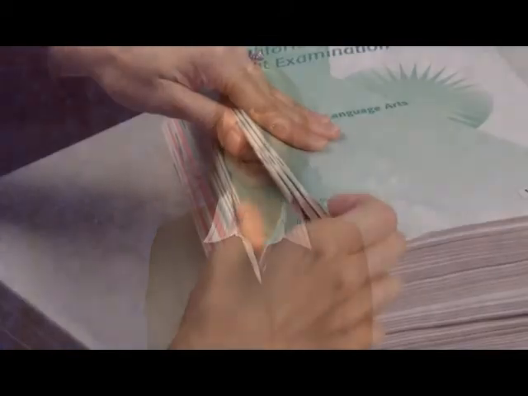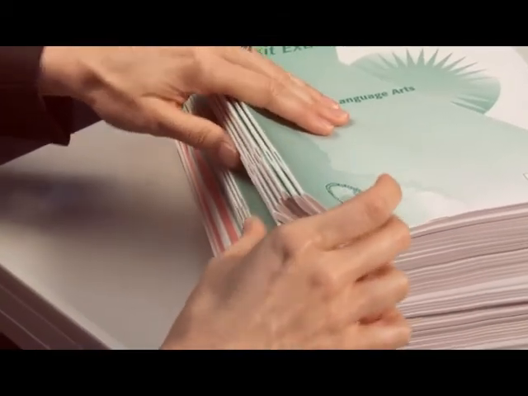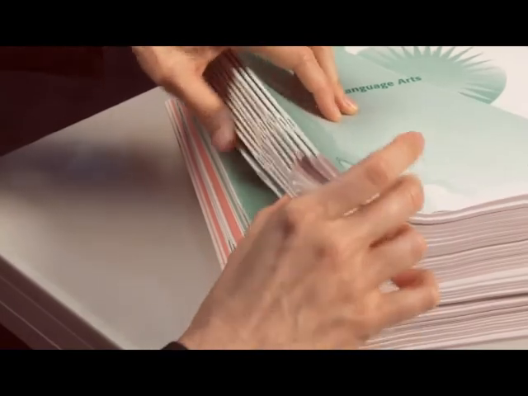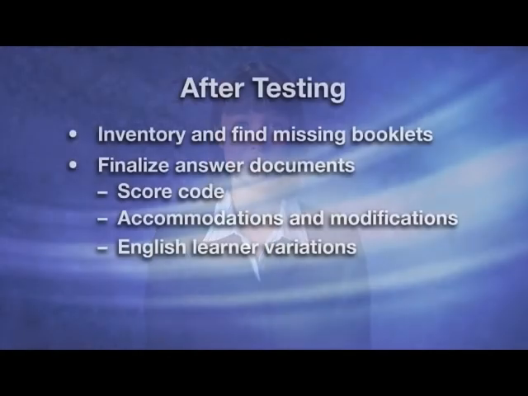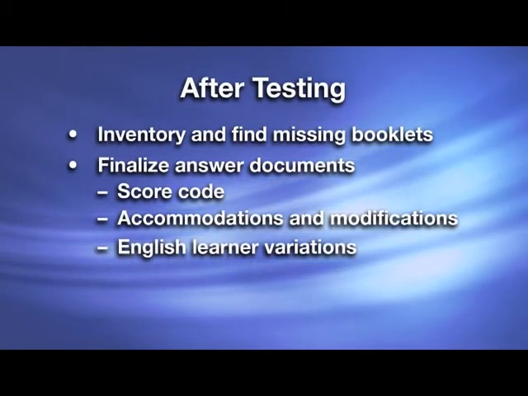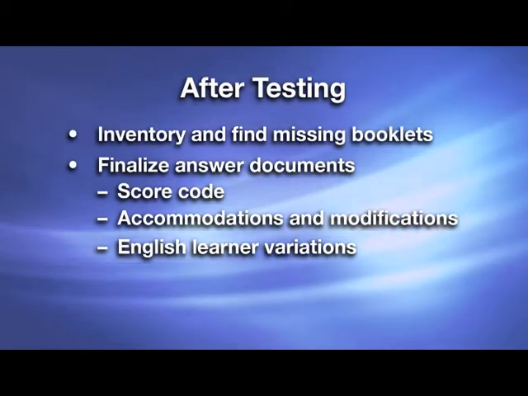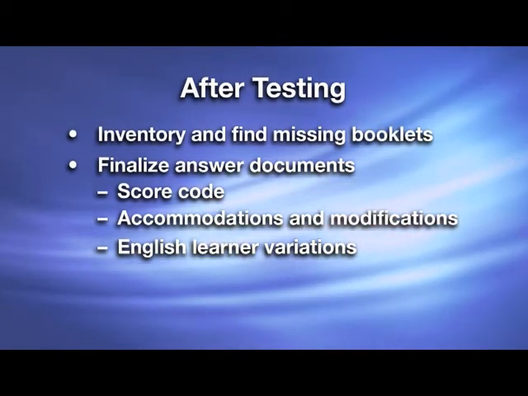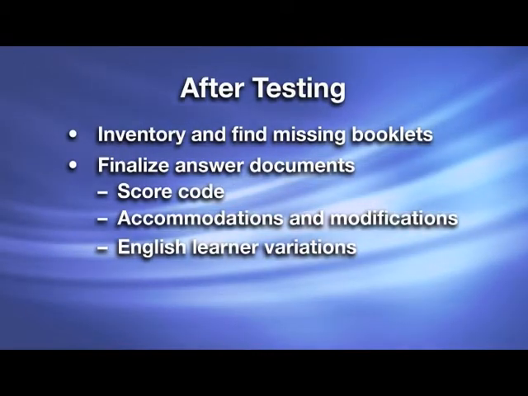After testing each day, count and inventory the test materials from the examiner and follow up to locate any missing test booklets. When testing is completed, make sure that all answer documents are ready for scoring. If a student uses an accommodation like a large print or braille booklet that requires transcription, the test site coordinator must arrange for the transcription of the student's answers onto a blank answer document.